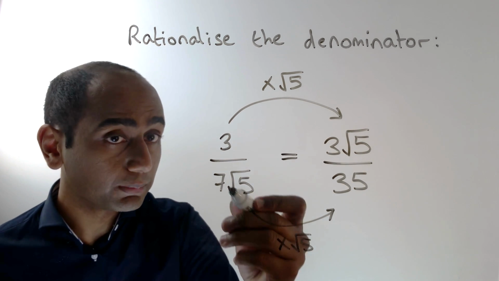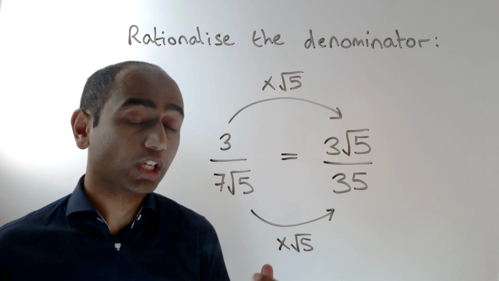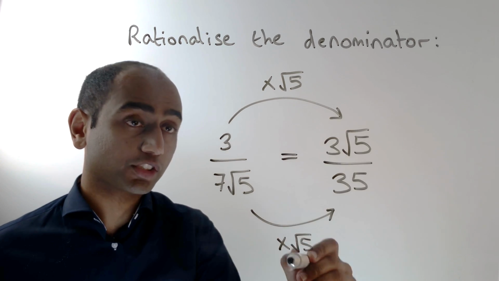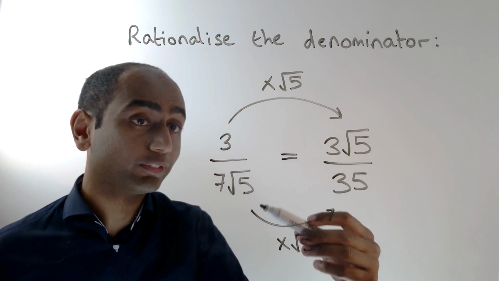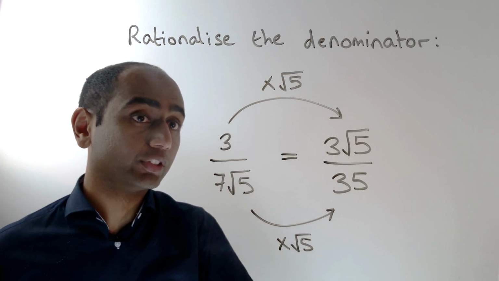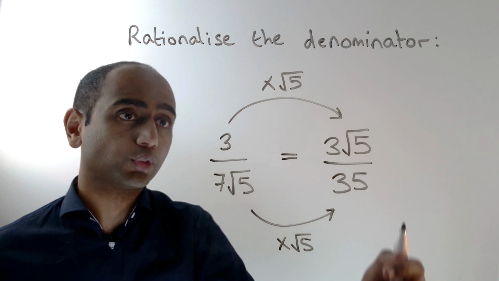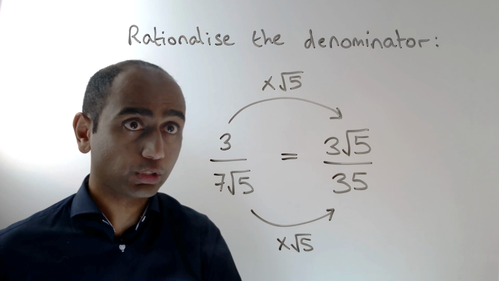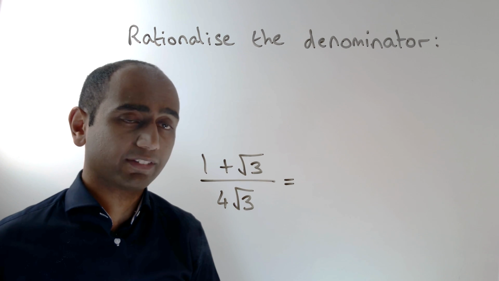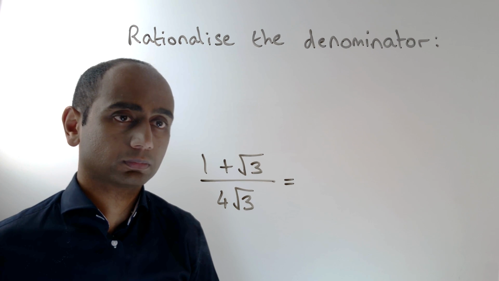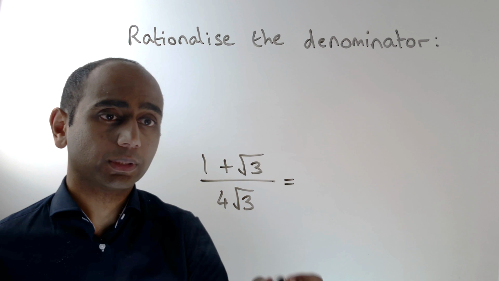Now, if you did multiply the top and bottom by 7 root 5, you would have got an equivalent fraction, but you would have had a larger numerator and denominator, and you would have had to divide both of them by 7 to simplify it into this form. If you're not sure, try it for yourself and see. Here's the last question. Pause the video and have a go at this for yourself. Here's how you would do it.